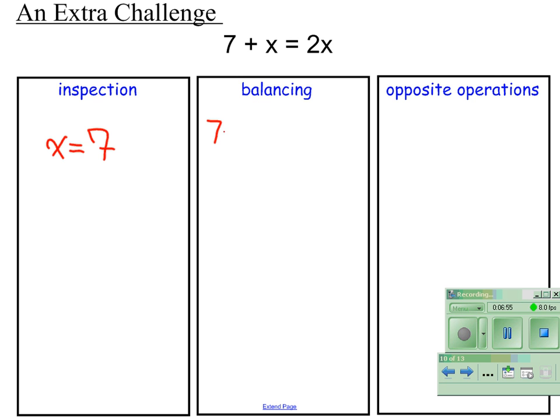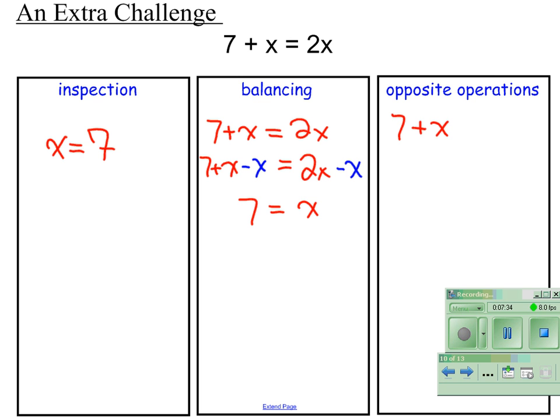If I wanted to do it with balancing, I start with 7 plus x equals 2x. I want all the variables together and I want all the numbers together, so I'm going to need to subtract an x from both sides in order to get rid of it. So I already have the 7 plus x. I will subtract the x, and then it won't be there anymore. But since I'm balancing, whatever I do to the left side, I have to do to the right. So what's left is 7 equals, well, 2x minus x is just x. So I get the same answer, and whether I read it forwards or backwards doesn't matter. 7 equals x is the same as x equals 7.